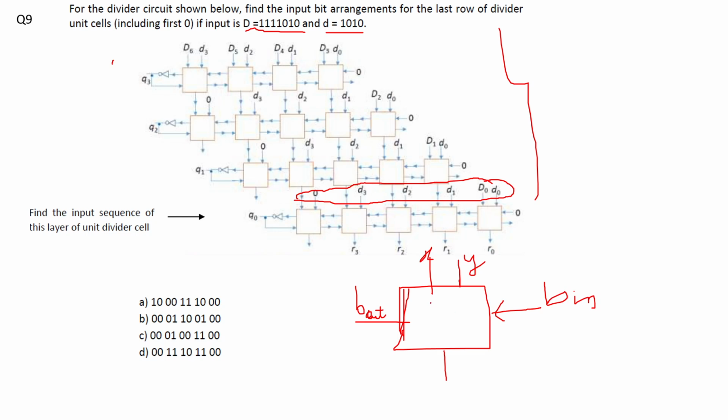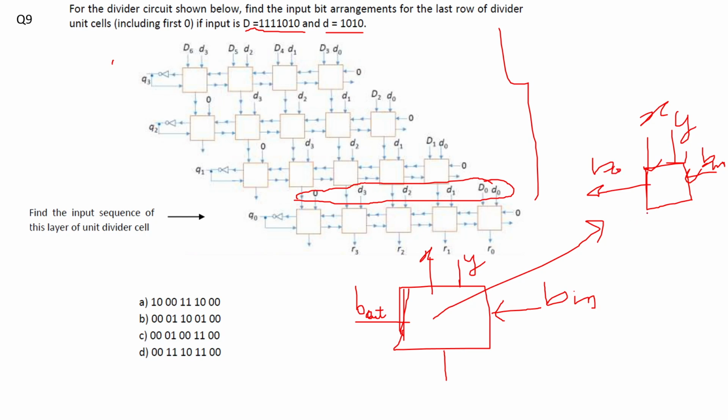What it has inside is a full subtractor, with X, Y, and B in as inputs, and here I have B out. Then I have a multiplexer. This input is 1, this is 0, and we have a select line and an output. Here this S is B out complement. So this is the unit cell.